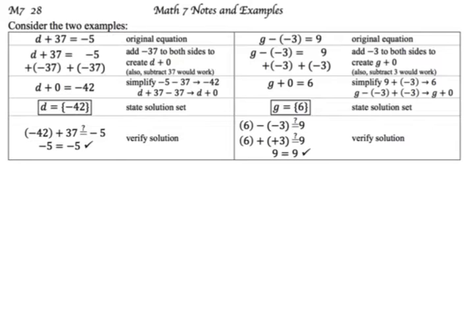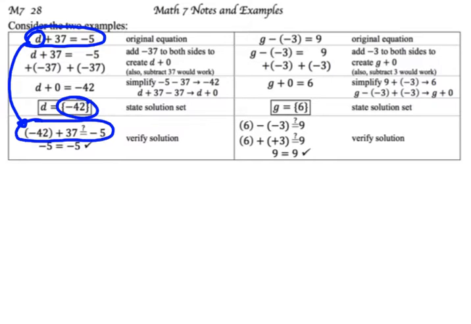Okay, and then d plus 0 is just d, so we actually get the solution, negative 42. When we verify the solution, we take the original d and we're going to replace it with negative 42. So this original equation, d plus 37 equals negative 5, we've got it right here for checking the solution, except now we're plugging in negative 42 for d, because that's what we found to be the answer. And when we simplify it down, we get negative 5 equals negative 5, which is true.